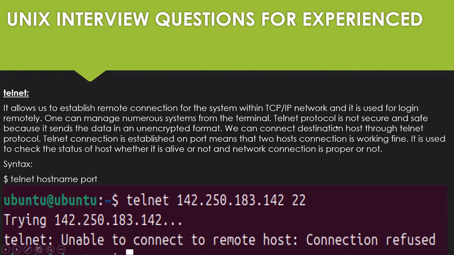A Telnet connection established on a port means that the two hosts are working fine. It is used to check the status of a host, whether it is alive or not, and whether the network connection is proper or not. Telnet hostname and port. When you run it, suppose you see unable to connect to remote host, that is a connection issue. If nothing comes and it is just blank after executing the command telnet IP address and port number, then it means the telnet is working and connectivity between the two systems is established.